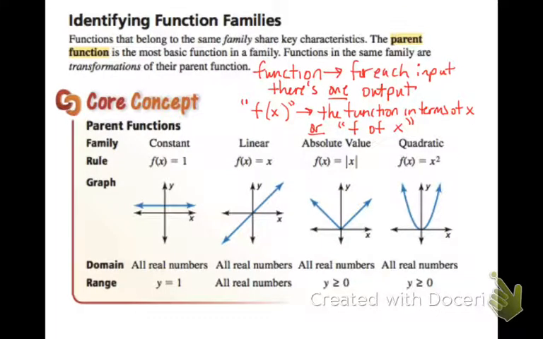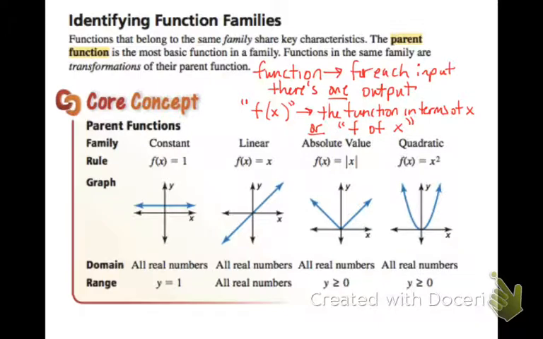Now look at the graphic on your notes that shows these 4 basic functions that I just mentioned. Functions that belong to the same family share key characteristics. The parent function is the most basic function in a family. Functions in the same family are transformations of their parent function, which I will get into.